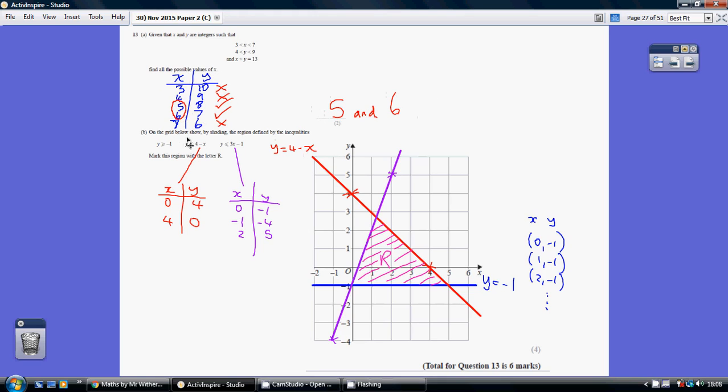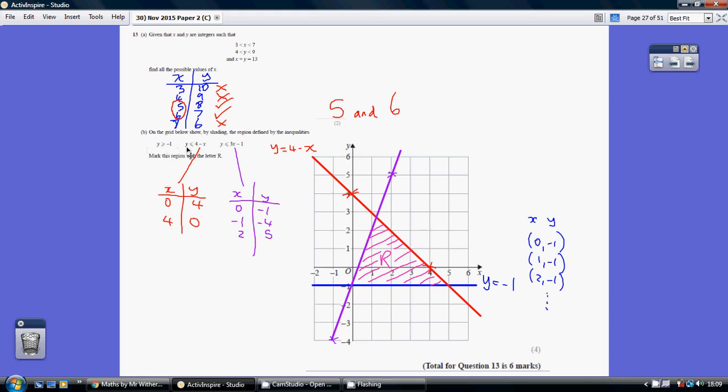Now, on the grid below, show by shading the region defined by these inequalities. So start off by plotting the line y equals minus 1, y equals 4 minus x, and y equals 3x minus 1. So they're all straight lines, so you just need a couple of points to enable you to plot the lines. So y equaling minus 1.